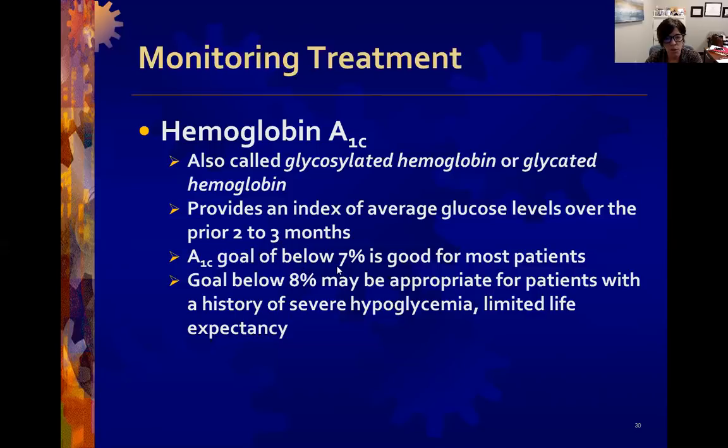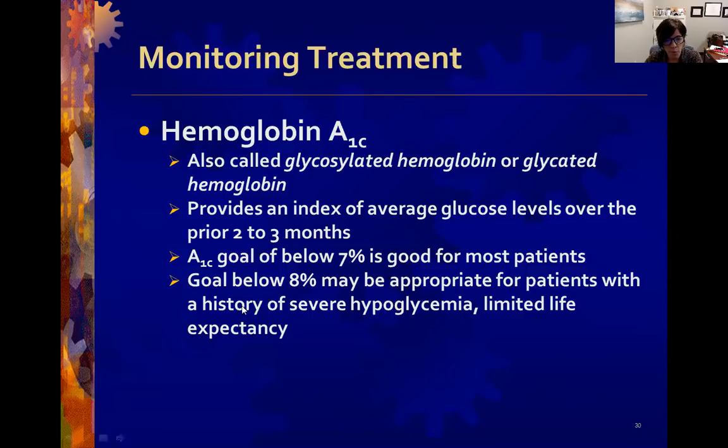So the goal is to be below 7 for most patients. Remember, last year I said the American Endocrine Society and the Diabetic Society kind of said something different. So figure yourself around 7 as the goal for the diabetic patient. So that's how you monitor whether the medication you're giving them is working okay.